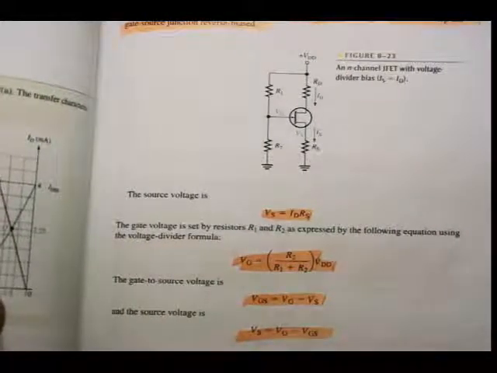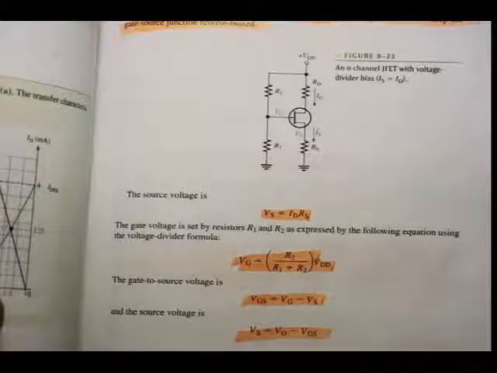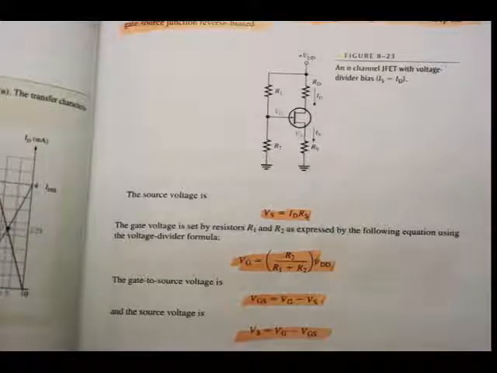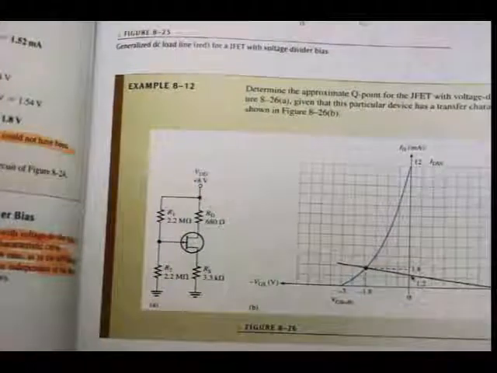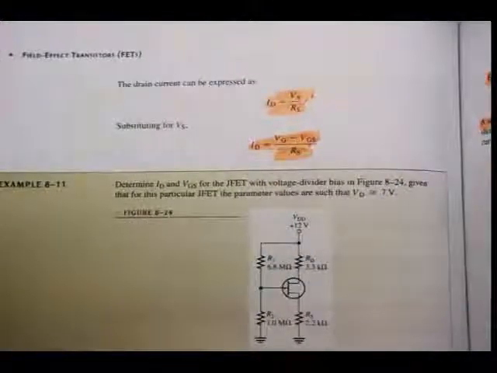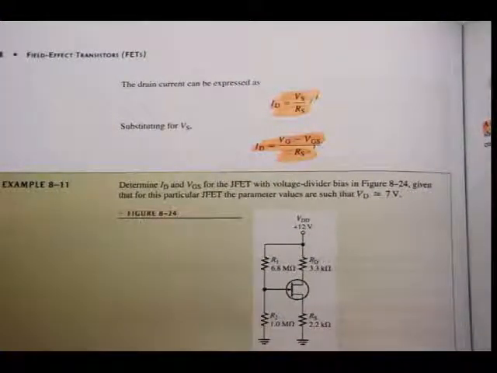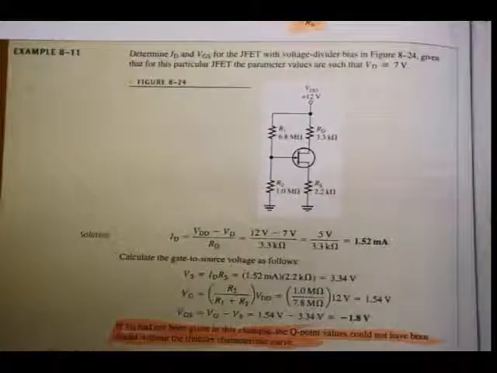Gate to source voltage VGS is VG minus VS, all boiling down to Kirchhoff's laws and Ohm's law again. Drain current ID is equal to VS over RS on the next page, and then substituting using Kirchhoff's law and Ohm's law simultaneously, ID is equal to VG minus VGS over RS. But let's have a look at the example there quickly.